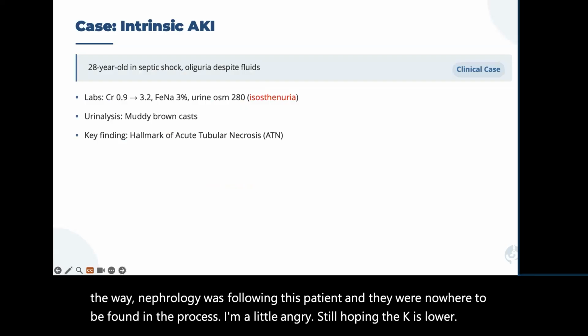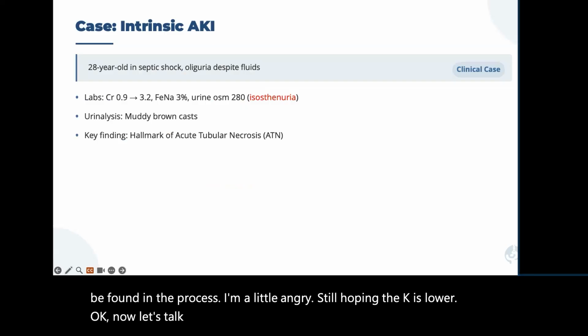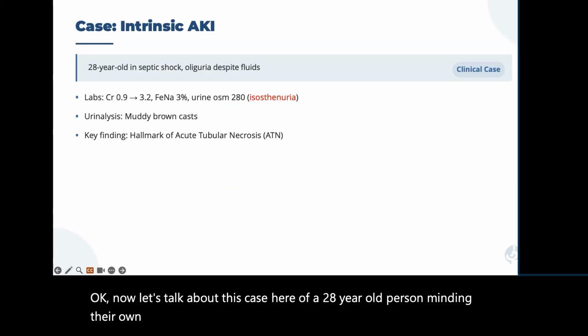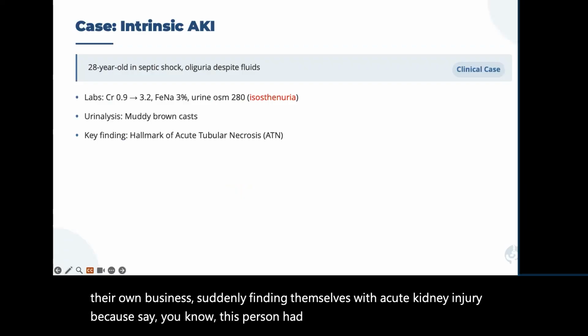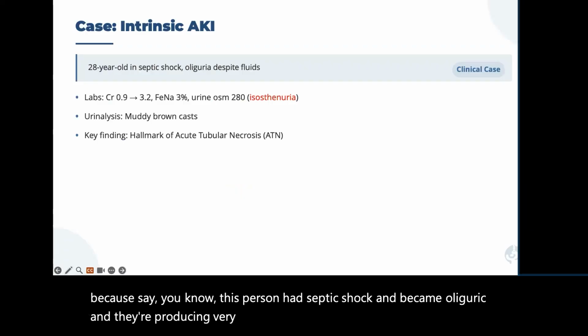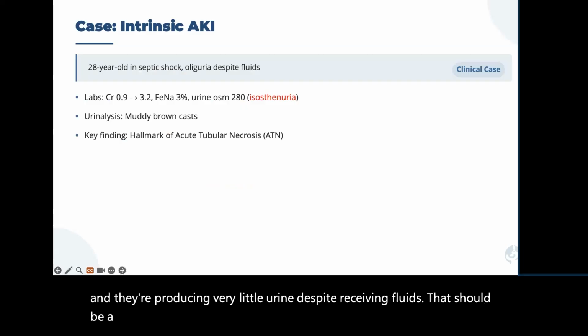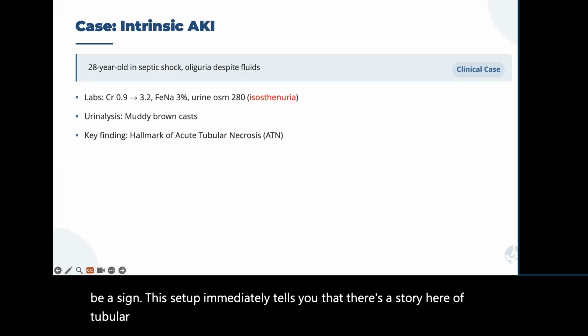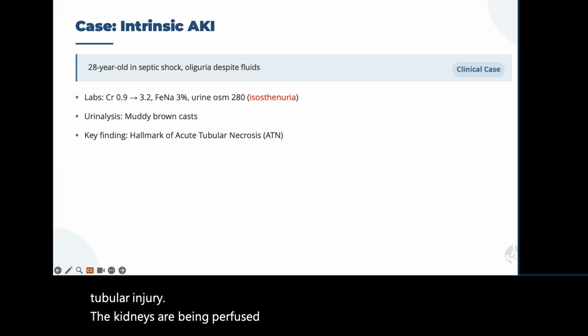Okay. Now let's talk about this case here of a 28-year-old person minding their own business, suddenly finding themselves with acute kidney injury because, say, this person had septic shock and became oliguric, and they're producing very little urine despite receiving fluids. That should be a sign. This setup immediately tells you that there's a story here of tubular injury. The kidneys are being perfused, but they're not responding.